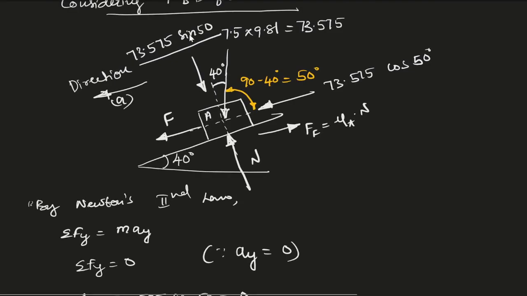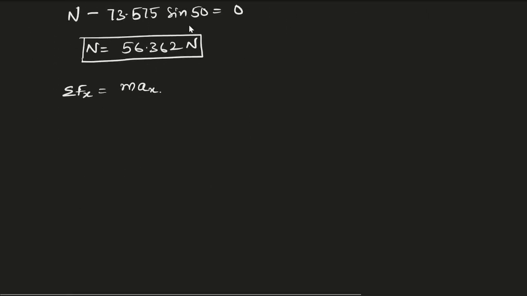So if you see here, the direction is downward. So in this direction, what all forces do we have in the horizontal direction? The first force is this weight component. It is acting in the same direction, so it will be a positive value, so we have to take the positive sign for that. So the first one is 73.575 cos of 50.